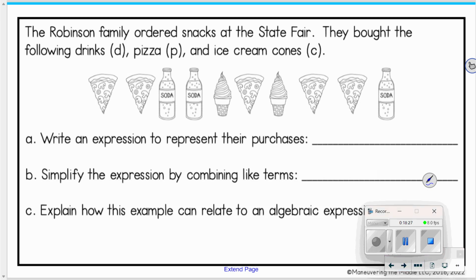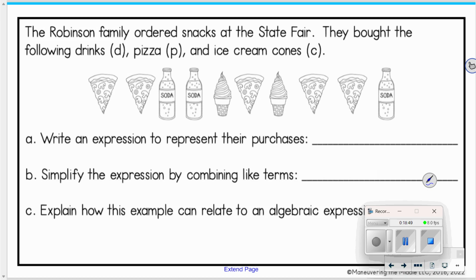Okay, this is actually really fun because we had a lot of different answers. Most people went straight to part B. So it's good to see that you're thinking already in terms of the simplifying, but it said they wanted the expression to represent all of the purchases.